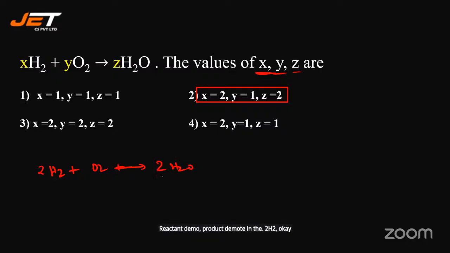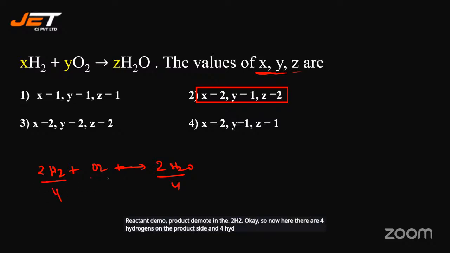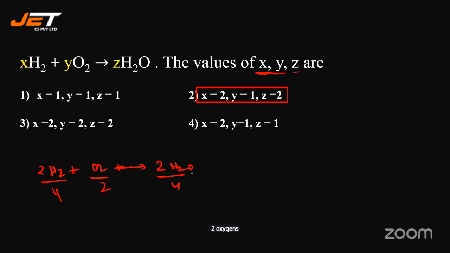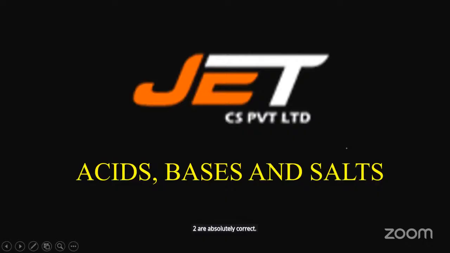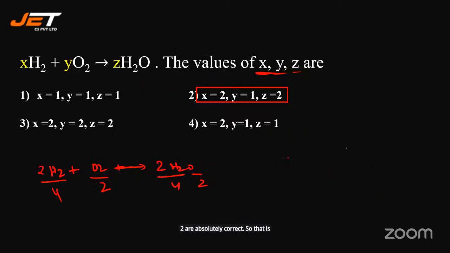Okay, so now here there are 4 hydrogens on the product side and 4 hydrogens on the reactant side, 2 oxygens on the reactant side and 2 oxygens on the product side. So this is a perfect balanced equation. So people who have answered it is 2 are absolutely correct. So that is about the balanced equations.